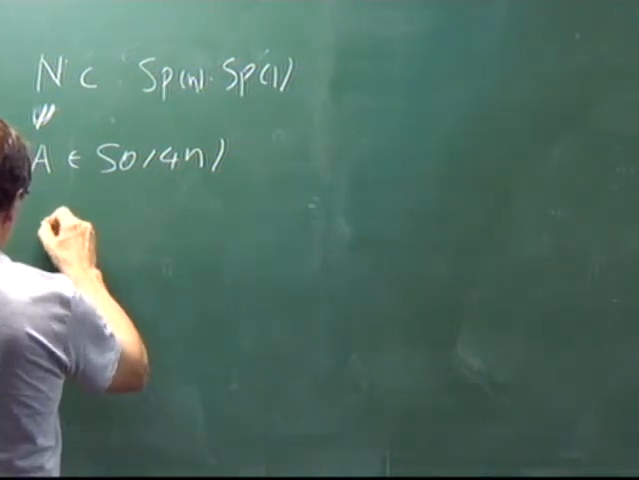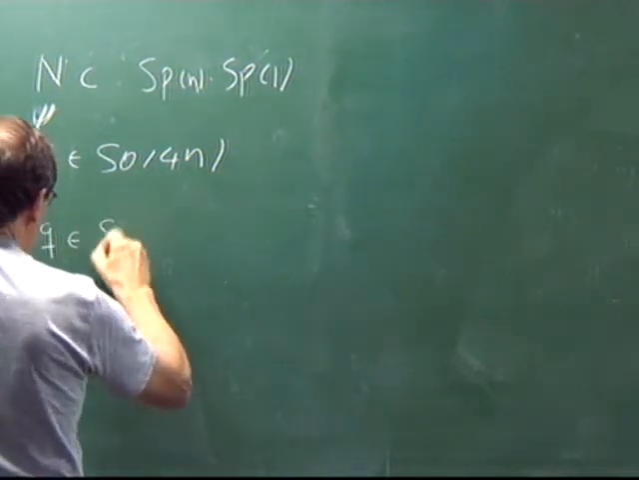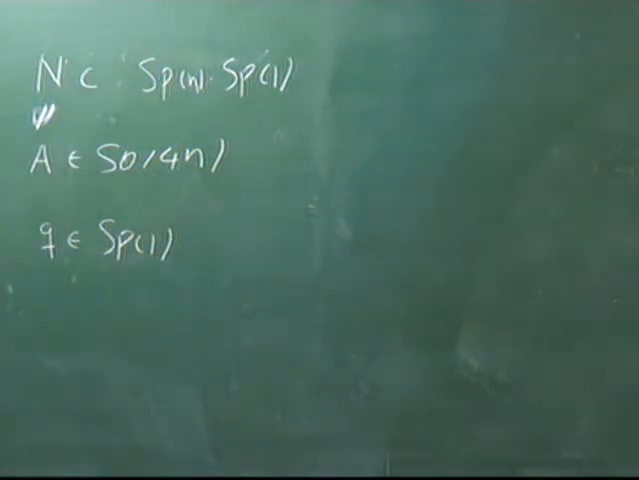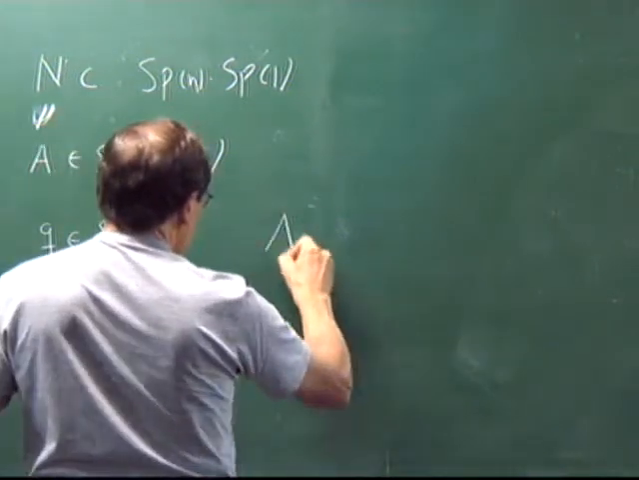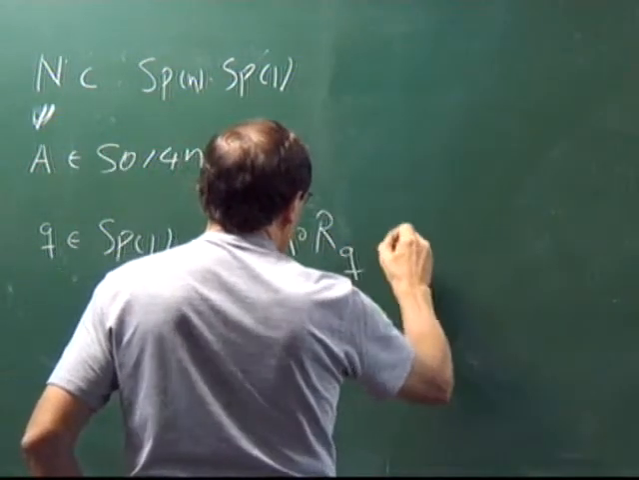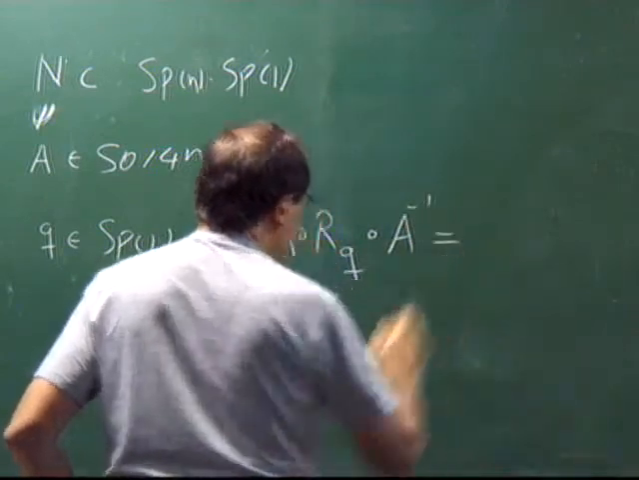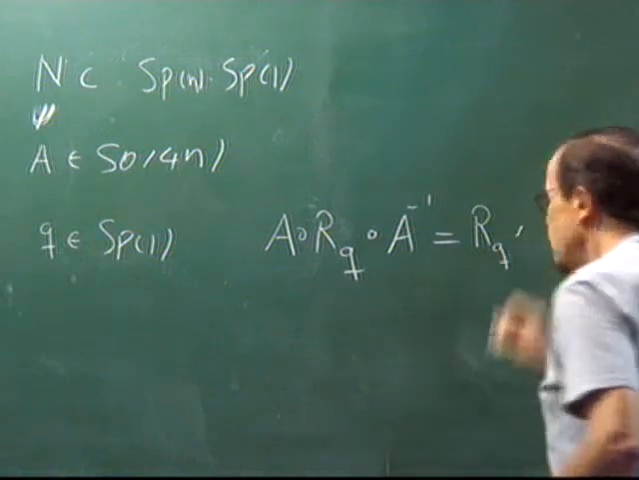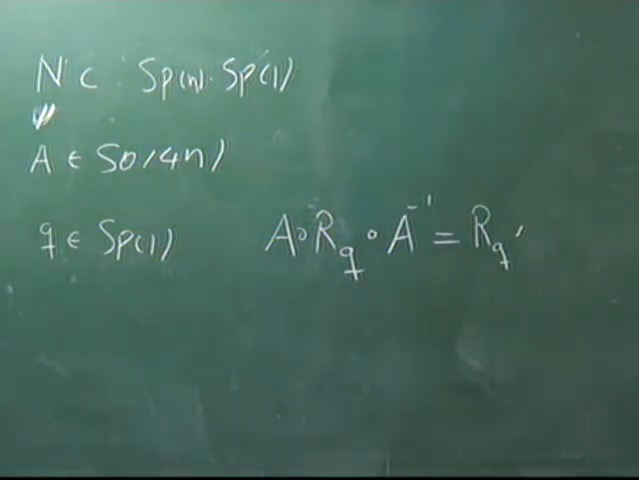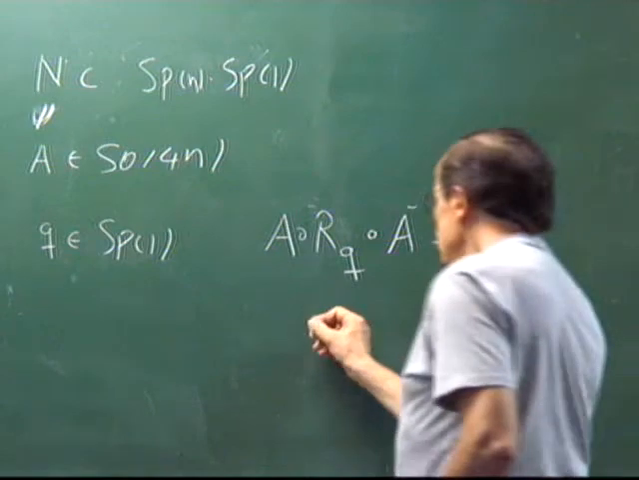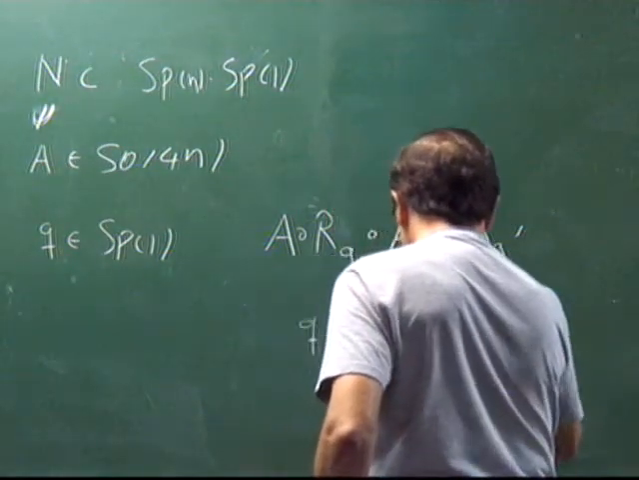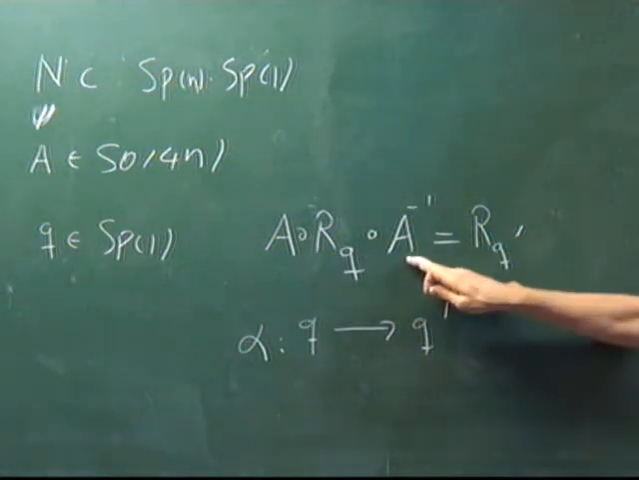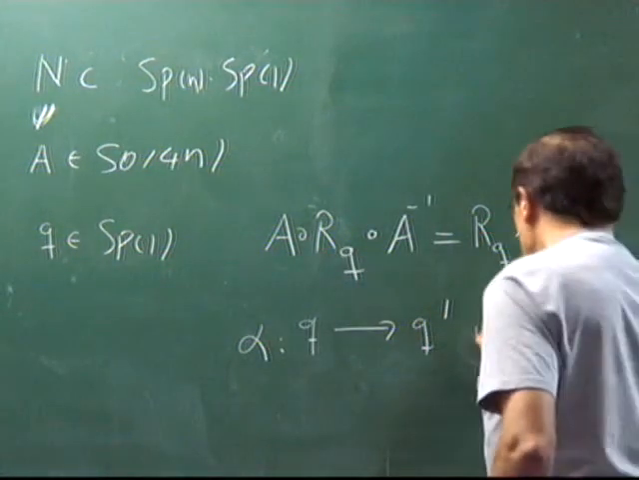What does that mean? It means that if I take an element q in Sp(1), remember it acts via right multiplication, so A must normalize this. That means that this must again be a right multiplication, but by some possibly different element, called q'. And this defines for me a map from q to q', let's call it alpha. Because this is given by conjugation here, it's not hard to see that alpha is a homomorphism.